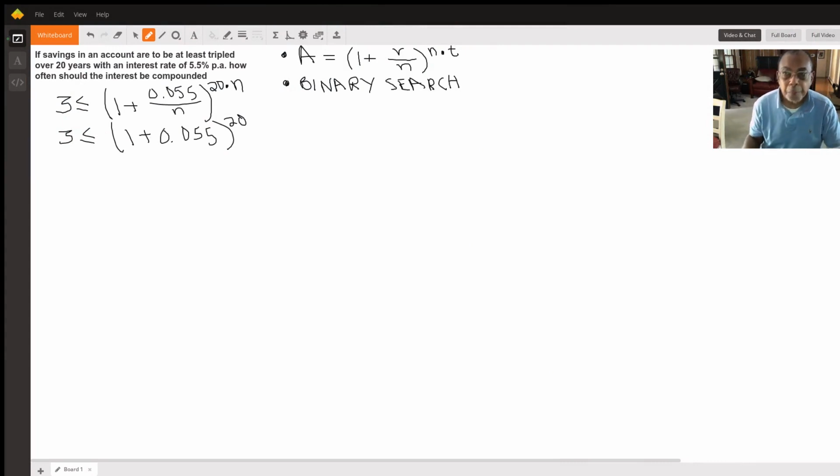Hello, students. Today we're going to solve this problem having to do with compound interest. The problem is basically looking for a value of n in the compound interest formula, which is the number of compounding periods, such that the amount in the account is at least tripled over a 20-year period.